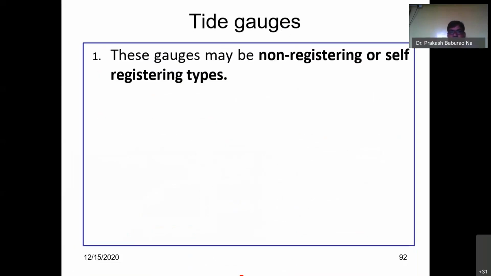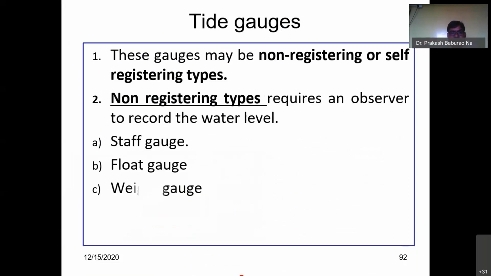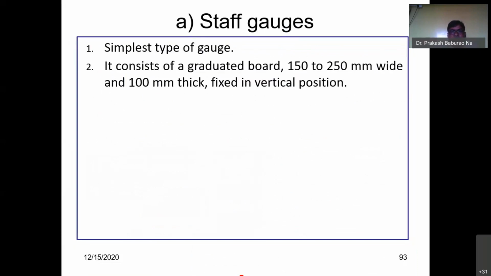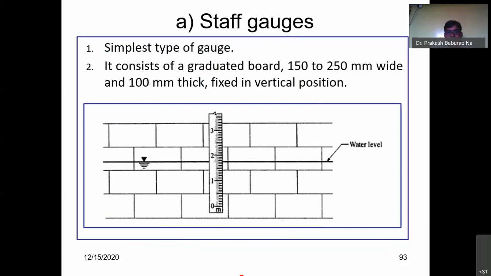These gauges may be non-registered or self-registered. Non-registered types require an observer to record the water level; these are non-automatic gauges. Staff gauge is also required, float gauge, weight gauge; these are the gauges to measure the tides. The simplest type of gauge consists of graduated boards, 152 to 250 millimeter wide, 100 millimeter thick. This is the actual location.